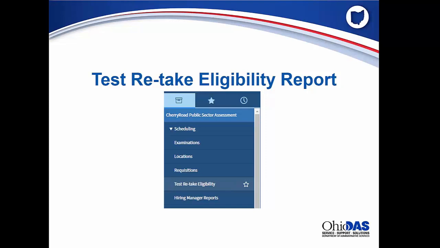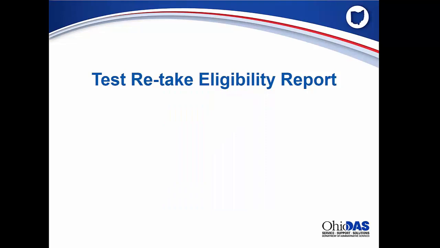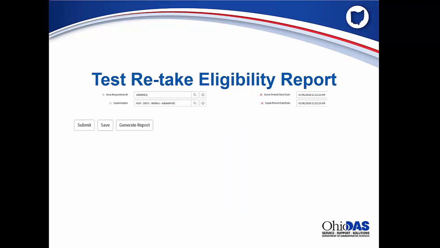One other note, in order for the report to look at previous recs, that previous assessment, same exam, has to be completed. So in other words, the previously administered exam should have been scheduled and scored basically. So in the new requisition ID, we would enter the requisition that we're running the report for. This would be our new rec.